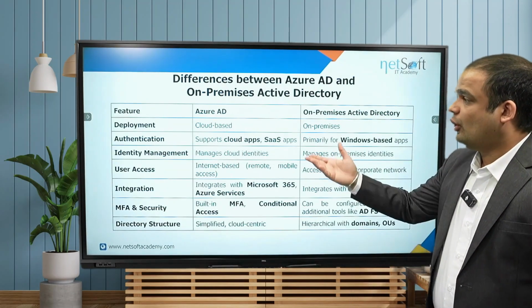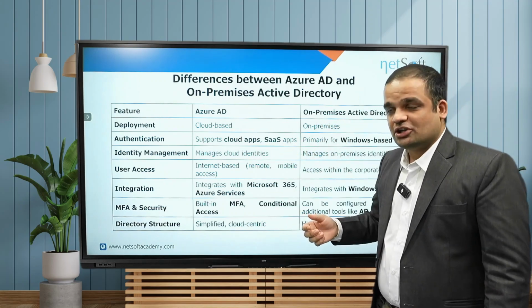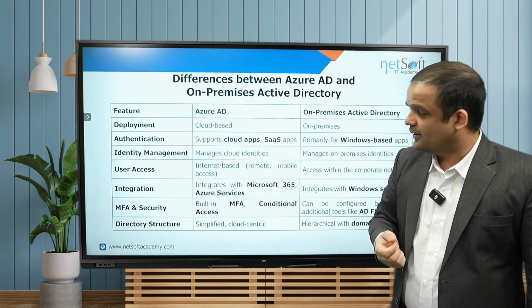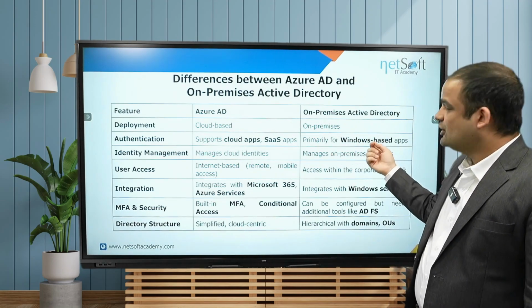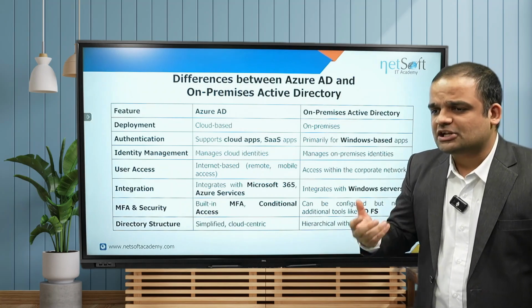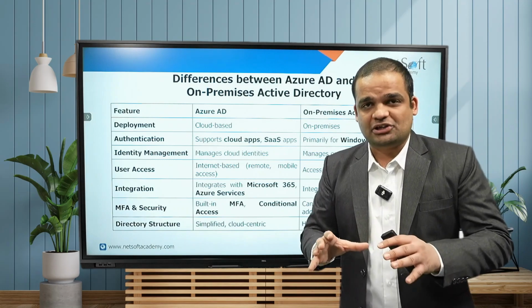Then we have authentication. Entra ID supports cloud applications or SaaS apps as well. On-prem AD is primarily used for Windows-based applications, meaning the applications which are running on premises. It can be a custom application as well.